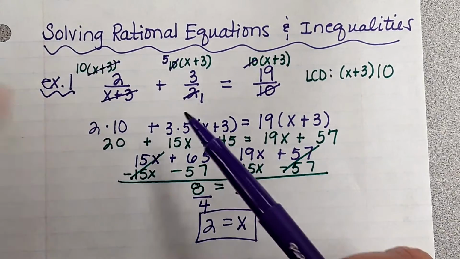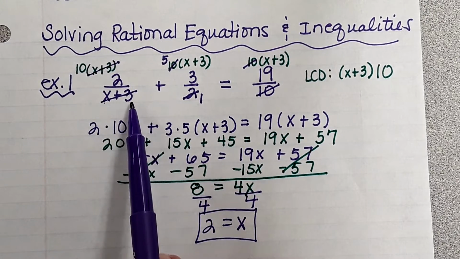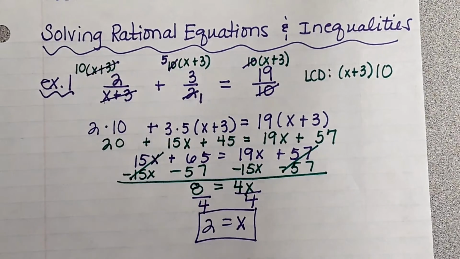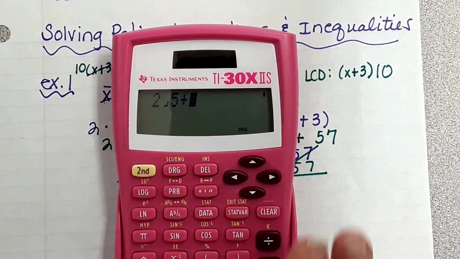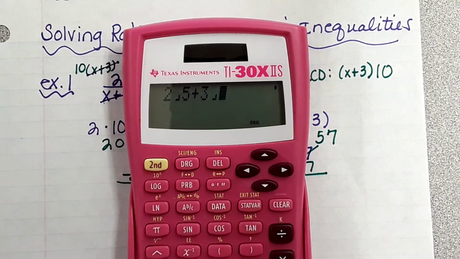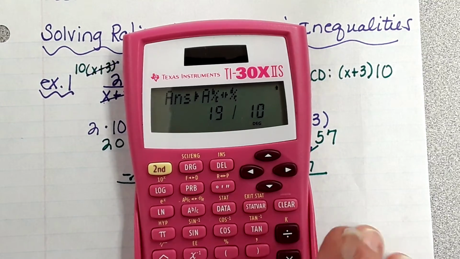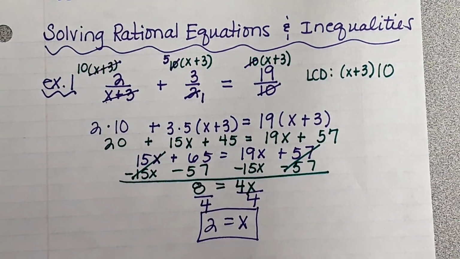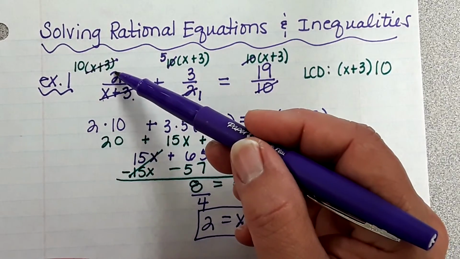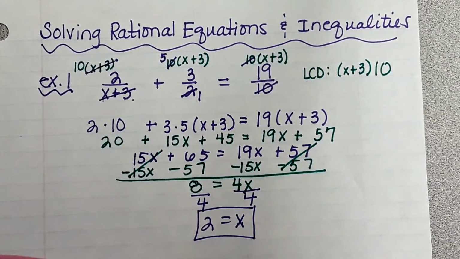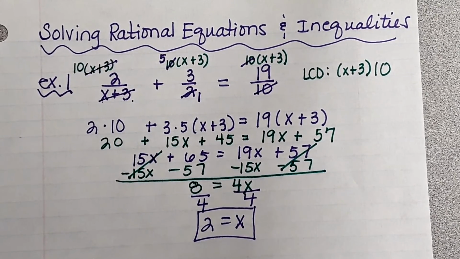2 equals x. Now you should always check them to make sure. What you do is in your calculator, I'm going to put 2 over 2 plus 3, so 2/5 plus 3/2, and I get 19/10. So my answer is 2. That means x equals 2. Again, you guys, 2 plus 3 is 5, so this fraction is 2/5 plus 3/2, and I just did it in my calculator really quick, and I used the fraction key. Any questions over that?